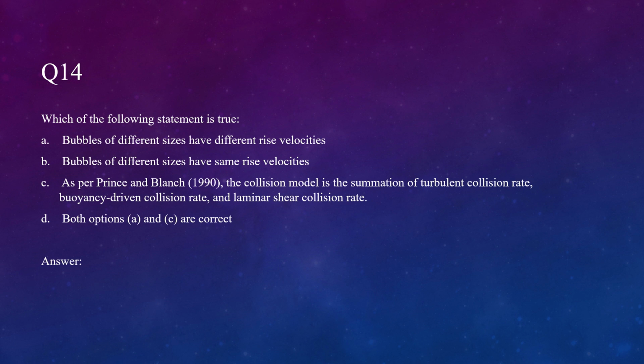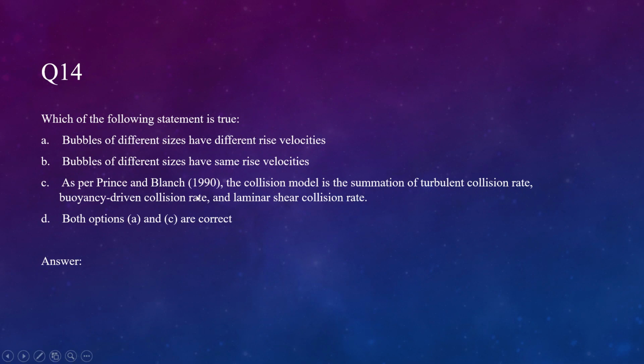So actually, different bubbles have different rise velocities. We all know the formula for UVR depends on bubble size, that is dP. So option A is right. Bubbles of different sizes have different rise velocities.